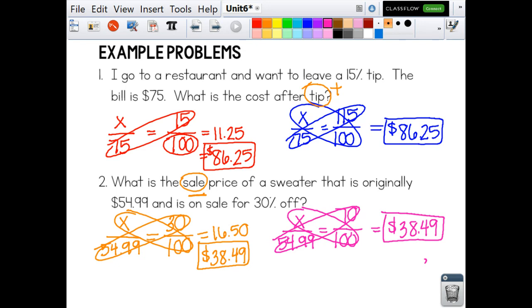So it's up to you which direction you want to choose, which way you like better. But either way, you will get the same answer. So it's completely your choice. Just make sure every time you're setting up your proportion and showing your work.